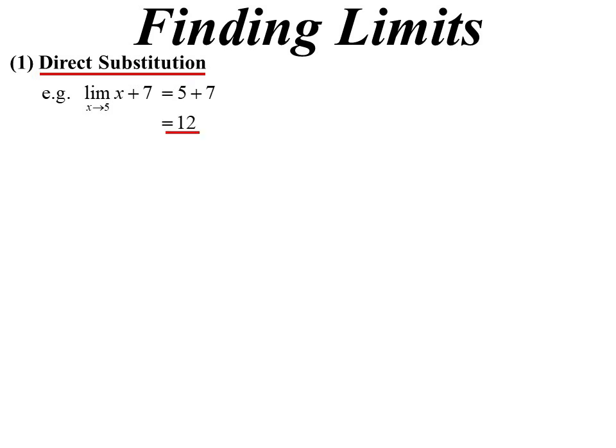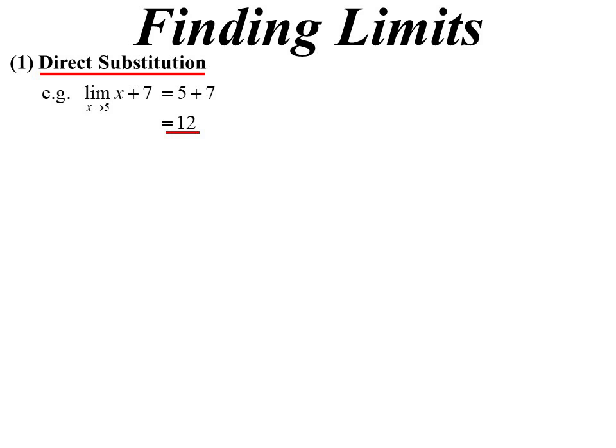So now I want to introduce another idea, this idea of finding limits, because this is going to help us with these other sorts of curves. The most simple way of finding a limit is a direct substitution. If I want to do something like this, as the x value is approaching 5, what would x plus 7 approach? I can do a direct substitution and go, oh well, 5 plus 7 is 12, it must be getting close to 12.